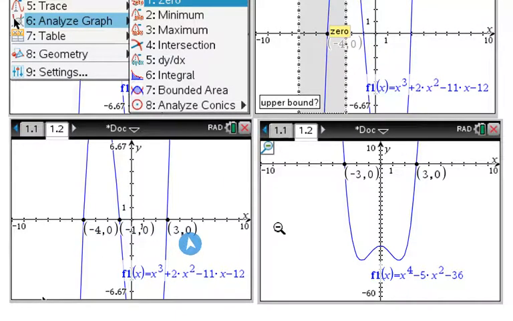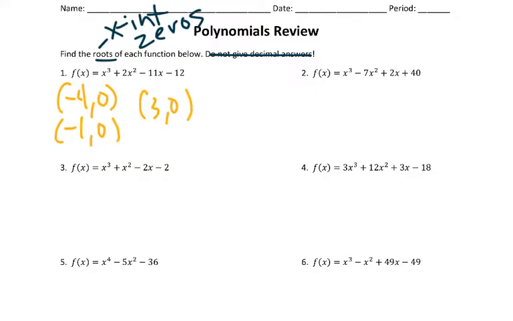And things look great, and we're happy with that. So that would be our answer for question number 1. We would type in, or write in our answers, just like that. You could even write just x equals -4, -1, 3. Either way works.